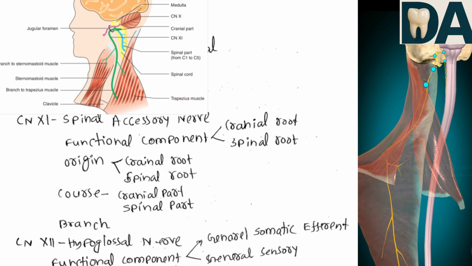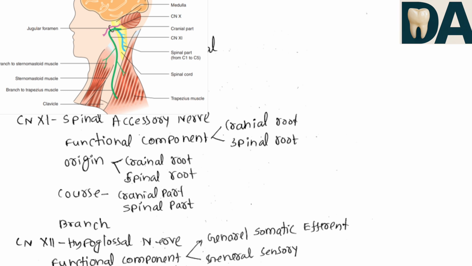Branches of the accessory nerve. The spinal accessory nerve is an entirely motor nerve. Its muscular branches are: first, the branch to the sternocleidomastoid muscle, and second, the branch to the trapezius muscle. In addition, regions innervated through the cranial part of the accessory nerve are the palate, pharynx, larynx, and heart.